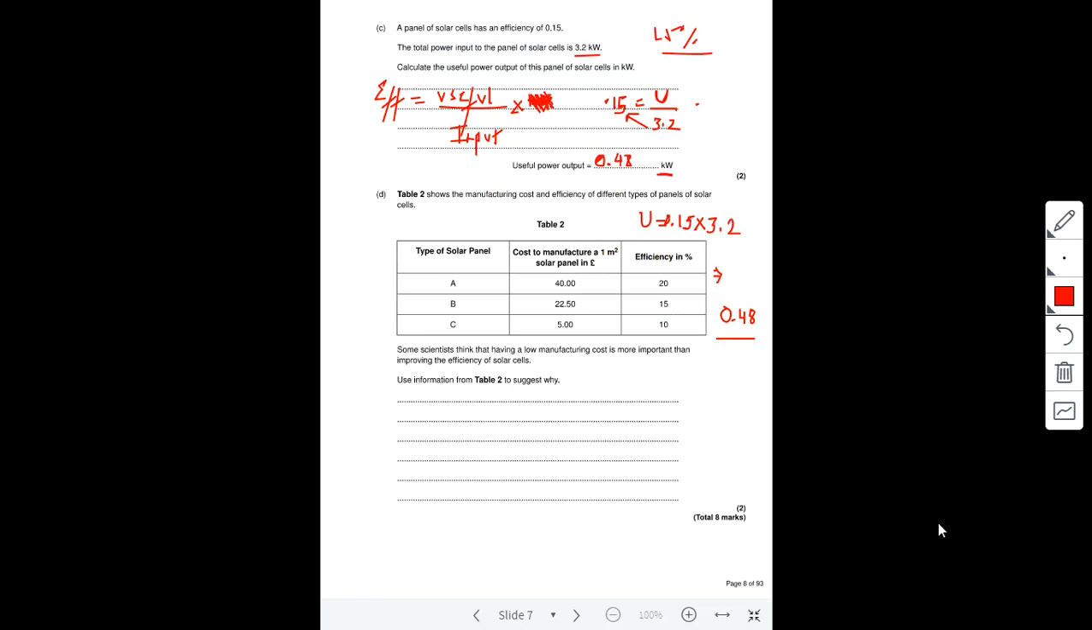Yes, so simple, you can say the higher the efficiency, the higher the cost. That means more electricity could be generated from the same cost. In short, you can say the higher the efficiency, the higher the cost. That's the main reason.